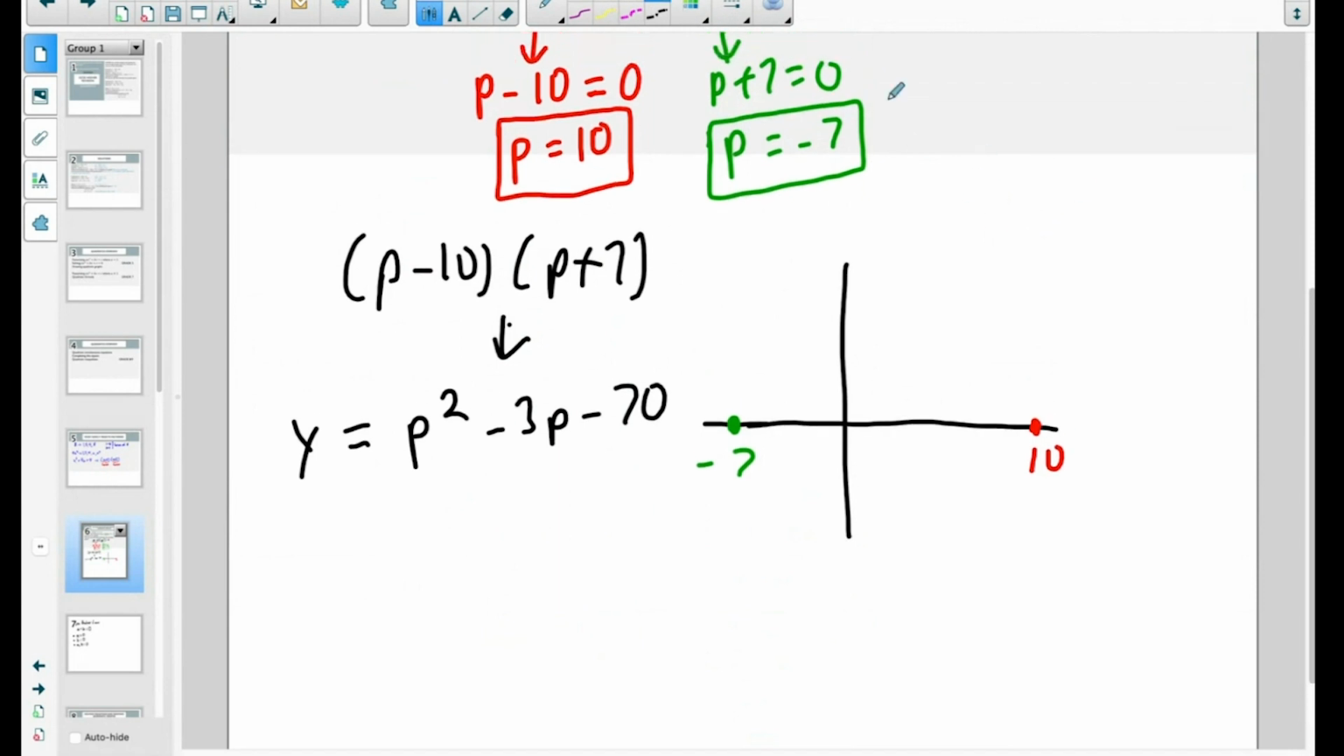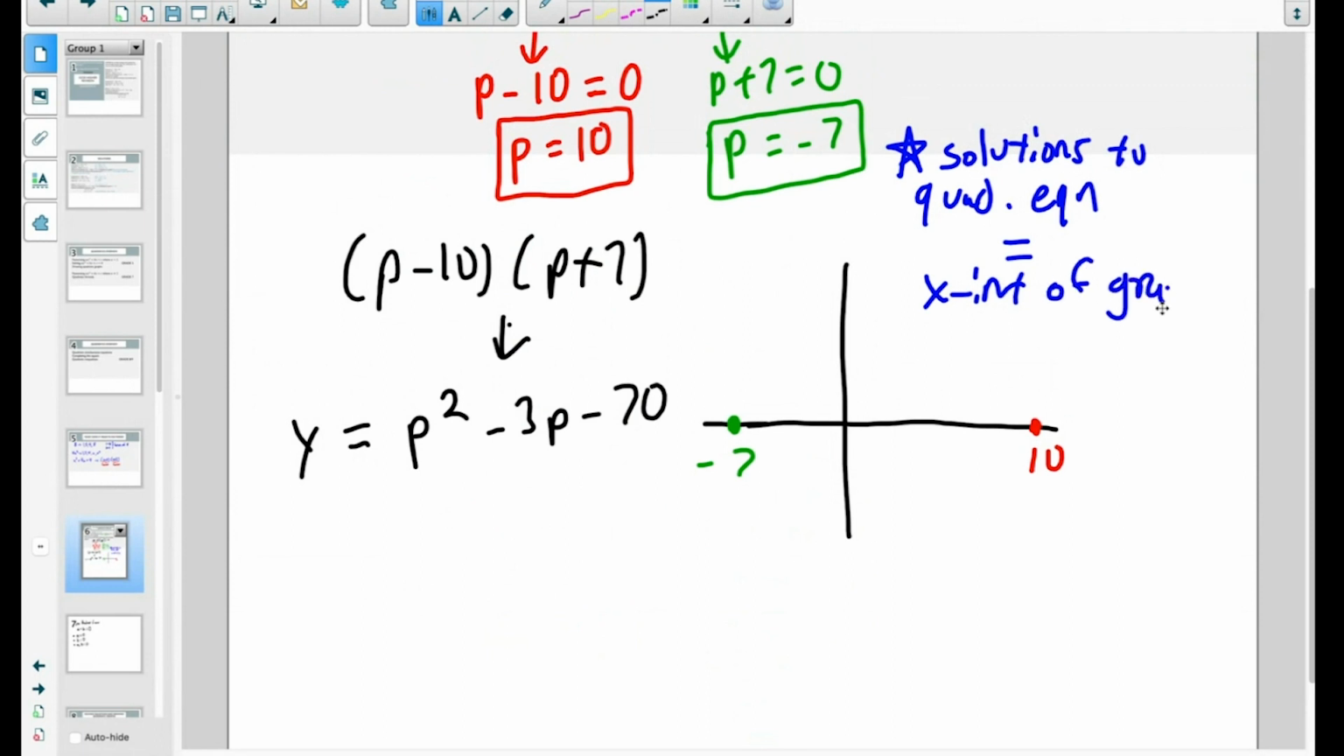Okay, so the important takeaway from this is that our solutions to an equation, or to a quadratic equation, are equal to the x-intercepts of the graph. So our solutions that we find here actually tell us where these x-intercepts are going to be. And that's going to be a really important property to remember.